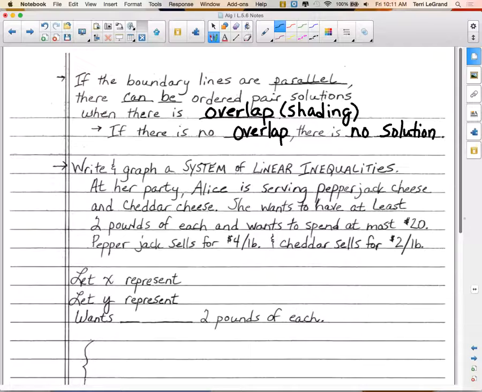Okay, now I want you to go back to that y equals screen, and change the second one, y sub 2, to "is less than." Press graph. Is there any overlap? No. So would there be a solution to this one? No, this is one we would get to say no solution to.